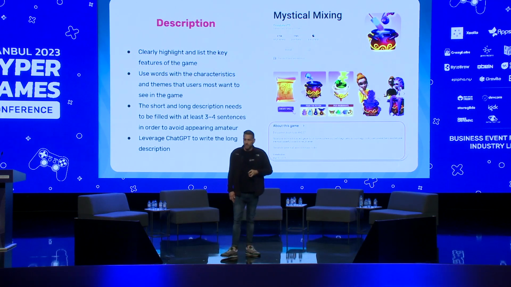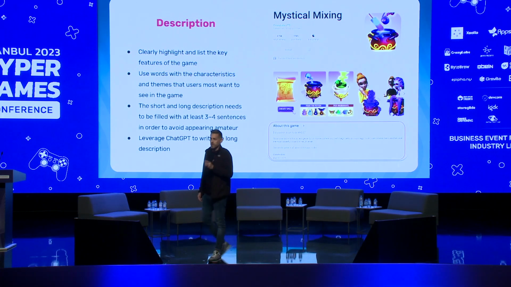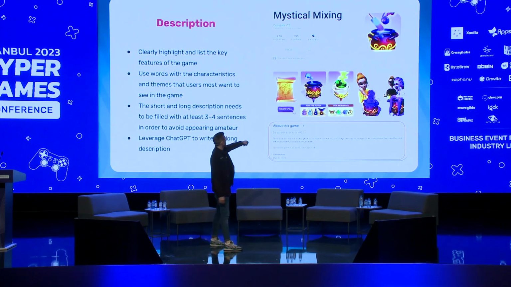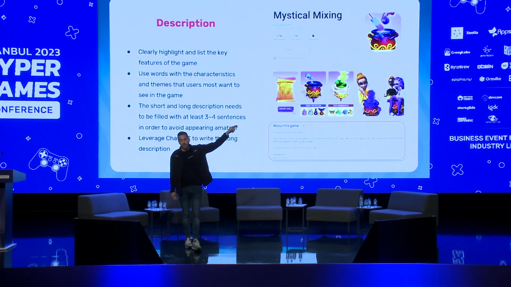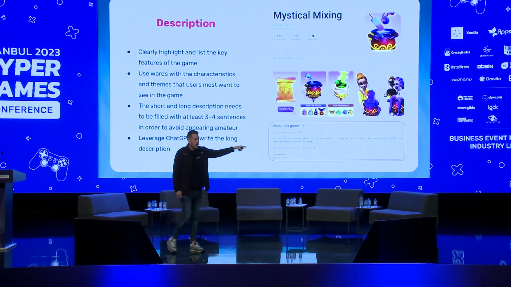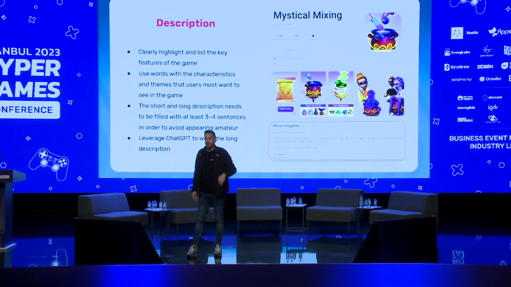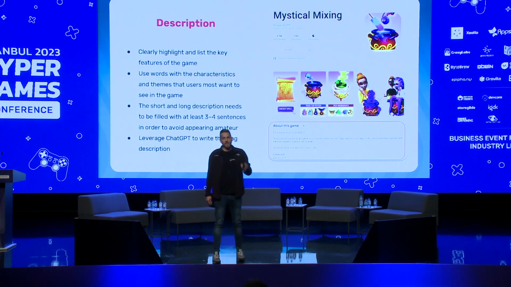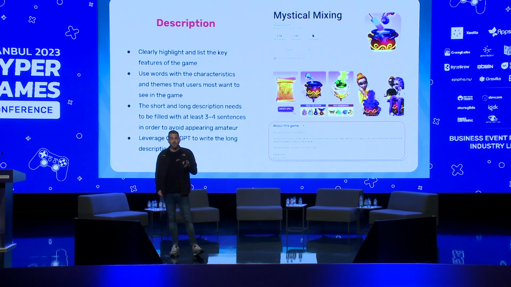Last one, which is important, and a lot of studios are not putting in effort, is the description. The description is the lower part. Here we can see the storefront of Mystical Mixing. The lower part is the description. It's not enough for you just to write the name of the game and the version. That's not a description. The description is your last point to sell the game to the user, and you need to make sure it's clear to them what they're going to get.